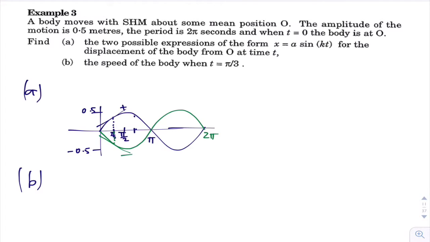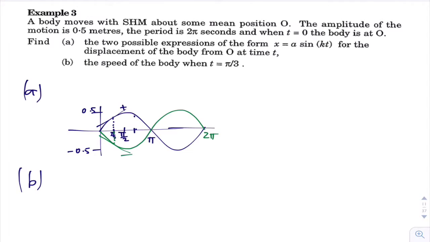Okay, example 3. We've got a body moving with simple harmonic motion about some mean position O. The amplitude is 0.5, the period is 2 pi, and when t equals 0, the body is at O. Find the two possible expressions of the form A sine kt for the displacement of the body. So we just want a formula for x here. I've drawn this little graph here to give the two possible answers that I'm going to get.